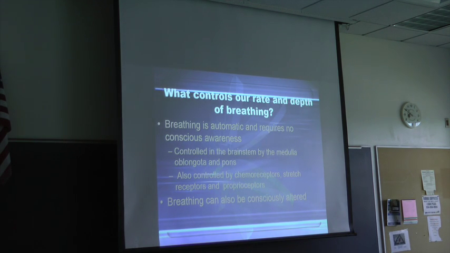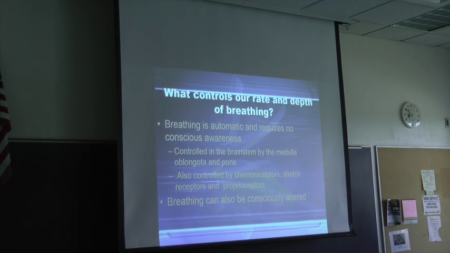Second, the response to increased CO2 in the blood. Third, a cough reflex or a gag reflex. So those are three ways to determine whether the brainstem is functioning well.